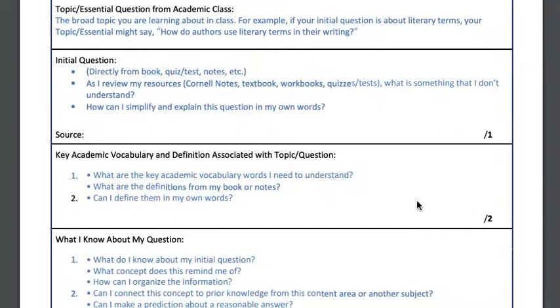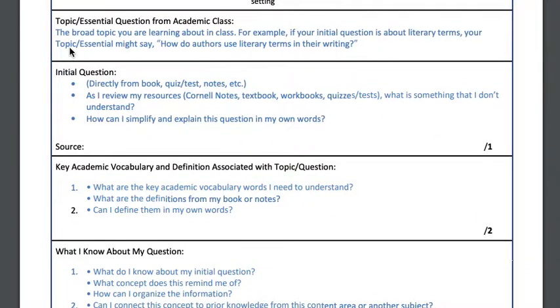The topic or essential question is what you're learning in class. It's the broad thing you're learning in class. So maybe your TRF is going to be about a specific question that you're asked in or on a quiz in your English class, but the broad thing you're learning about is literary terms. So you might write, how do authors use literary terms in their writing?